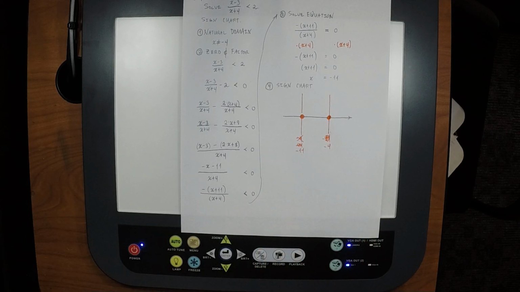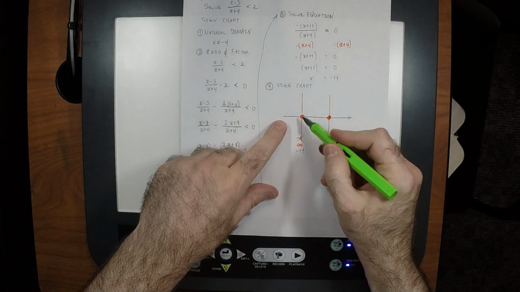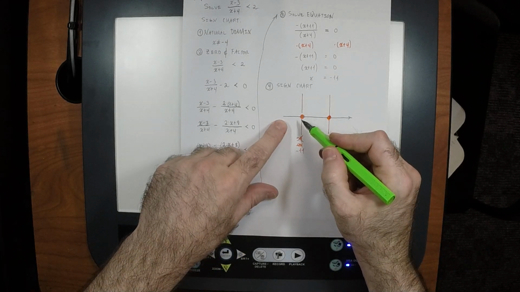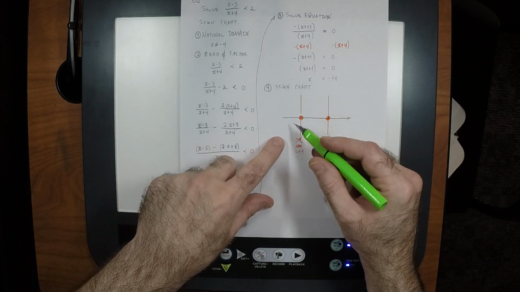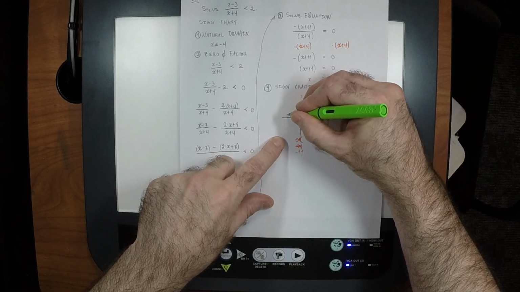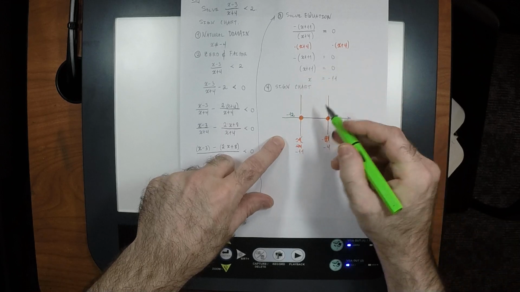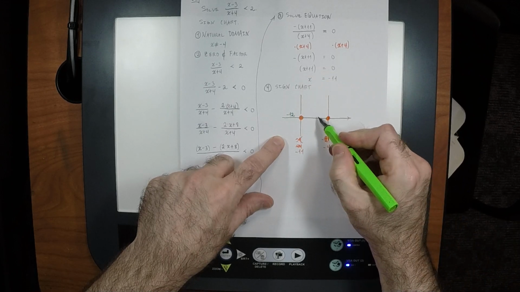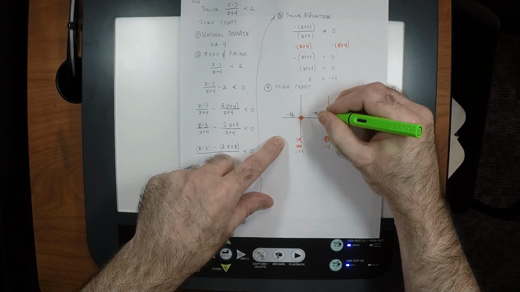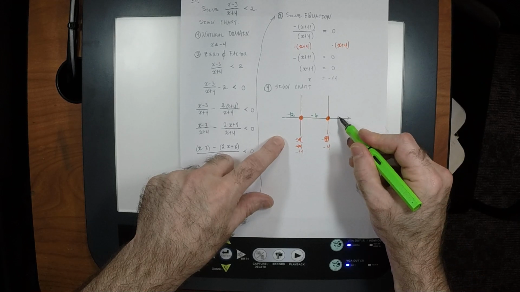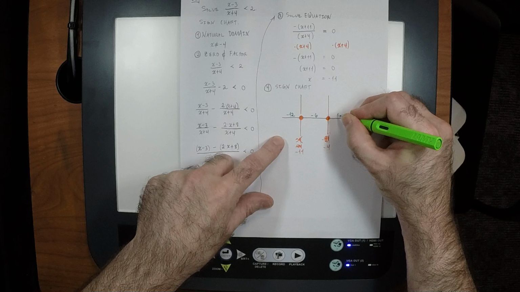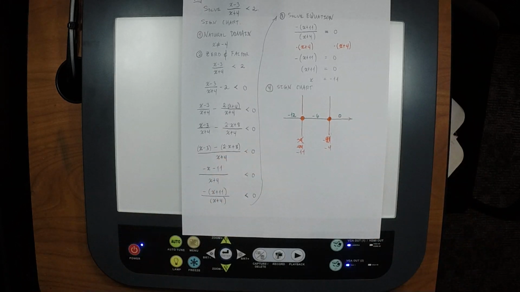So now we've cut the number line into 3 pieces. We want to select a point in each piece. So what's a point that's to the left of negative 11? Negative 12. All right. And what's a point in between these two? Negative 6 is what I heard. How about a point in here? 0. All right.